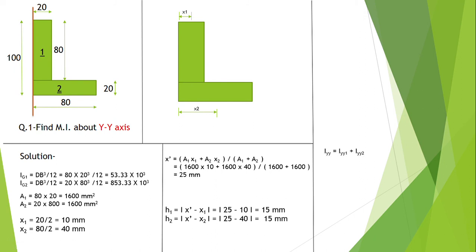The final formula will be Iyy is equal to Iyy1 plus Iyy2, the same as Ig1 plus A1 H1 squared plus Ig2 plus A2 into H2 squared. Again, substitute all the values as we have calculated earlier. Putting them in the formula and calculating, the final answer will be 1.626 into 10 raised to 6 mm raised to 4. This is the numerical based on the moment of inertia about the y-y axis.